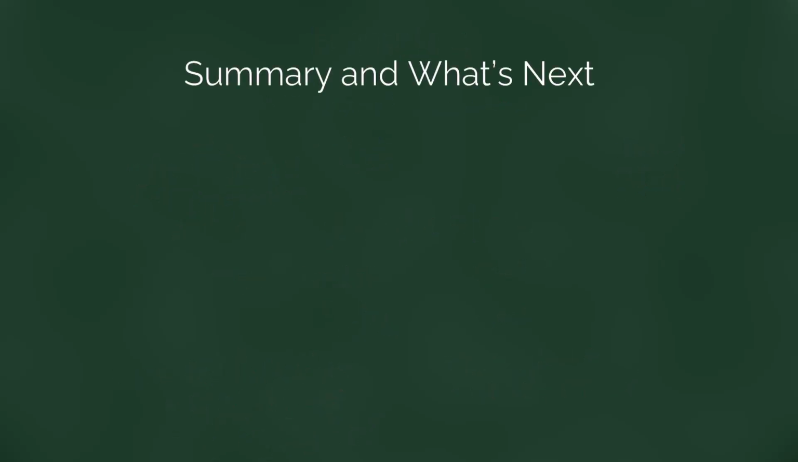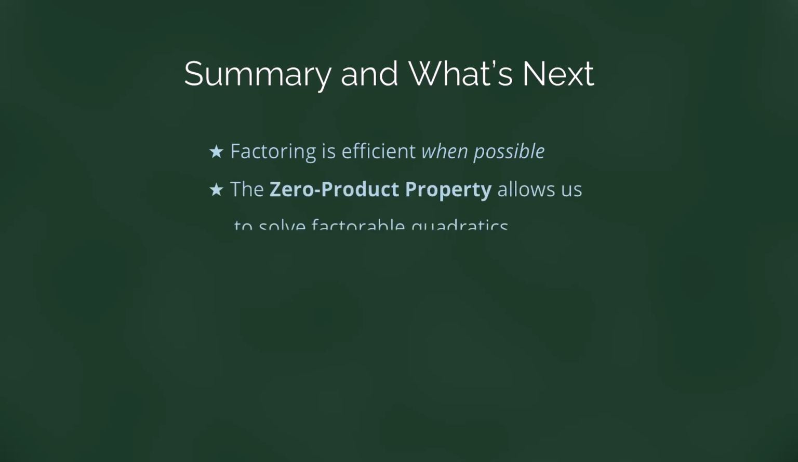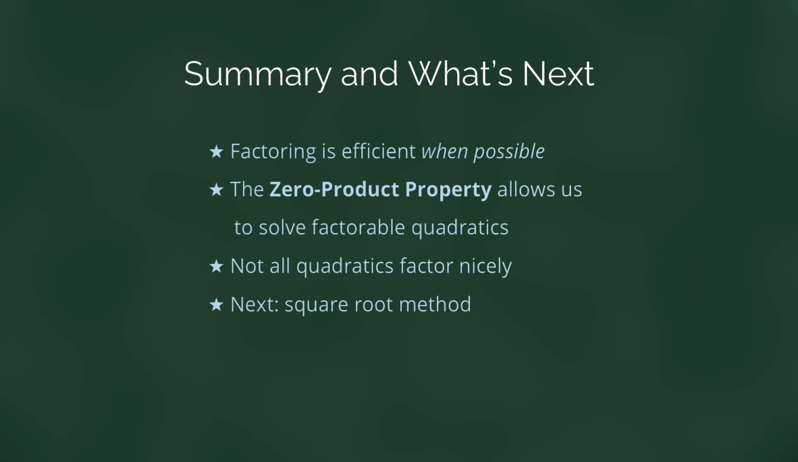So what we've seen here is that factoring is an efficient method for solving quadratic equations when it's possible. The zero product property is the thing that makes it possible for us to solve factorable quadratics, because once we've factored, we can then set each factor equal to 0. However, it's important to remember that not all quadratics are going to factor nicely, so we're going to need a few other techniques in order to solve those. The next one we're going to take a look at is something called the square root method.